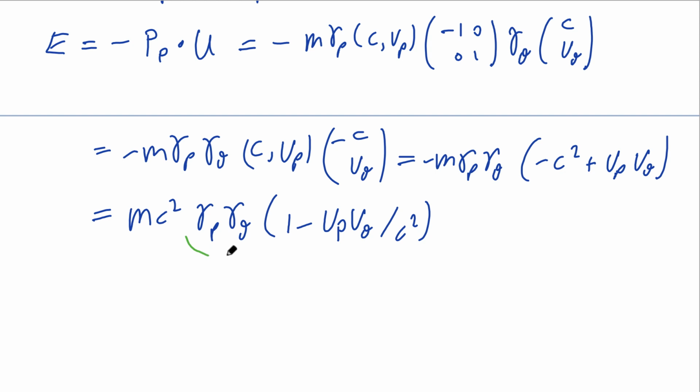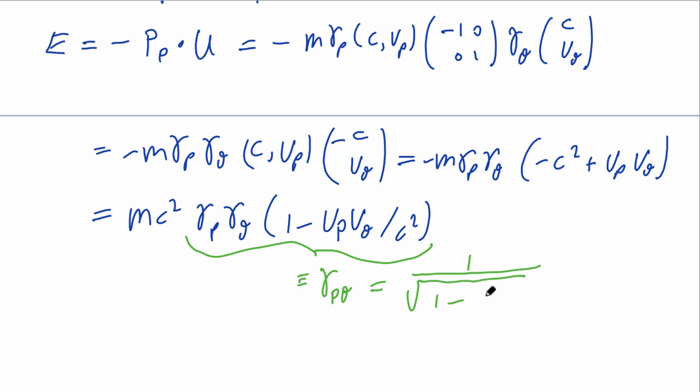So what is this complicated factor? Well, I claim this is just the relativistic gamma factor for the particle as seen by the observer O. So let me call that gamma sub PO. So that's equal to 1 divided by the square root of 1 minus the velocity of the particle as seen by the observer O, that's V sub PO, squared divided by c squared. And we can verify this by using the velocity addition formula.